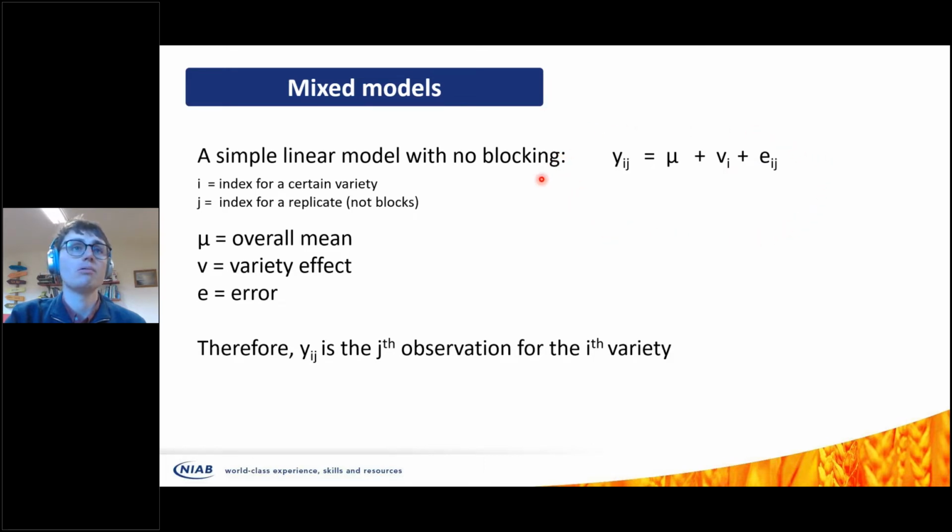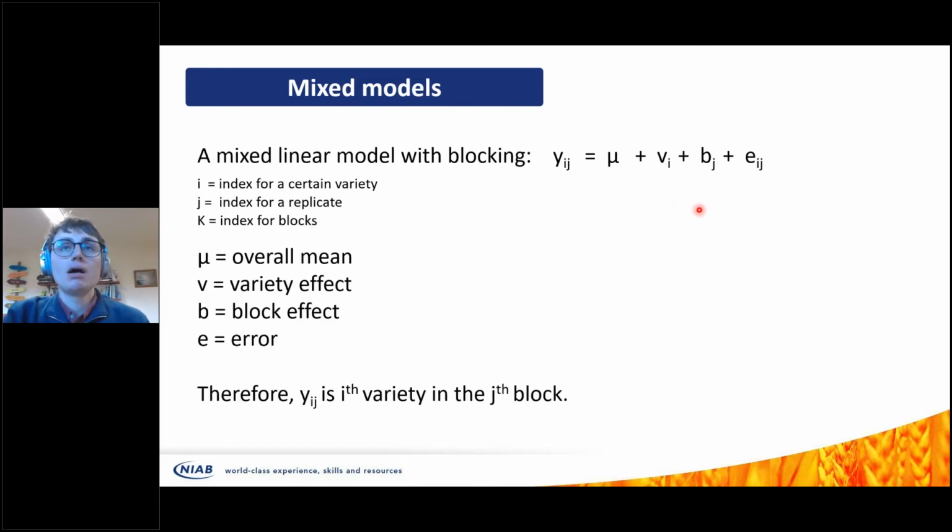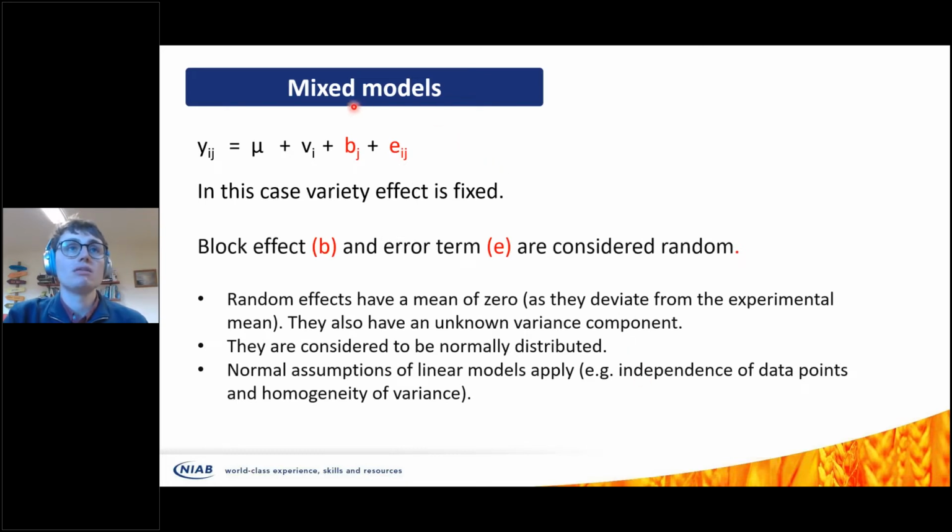It's a simple model. We can add in a block effect by adding this term here, and j is indexed by whichever block that plot is in. And then if we're considering this model as a mixed model, what happens is these factors are either fixed or random. In this case the variety effect or genotype effect is fixed, but our block factor is random, and our residual error is always treated as random as well.